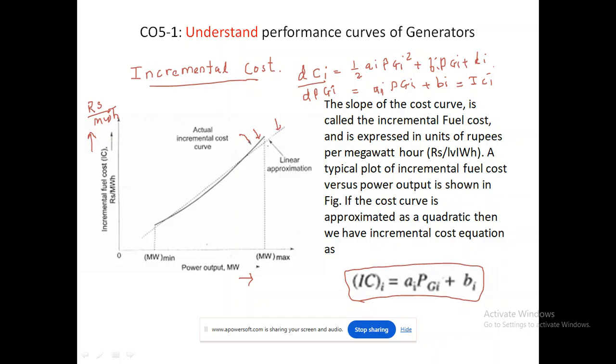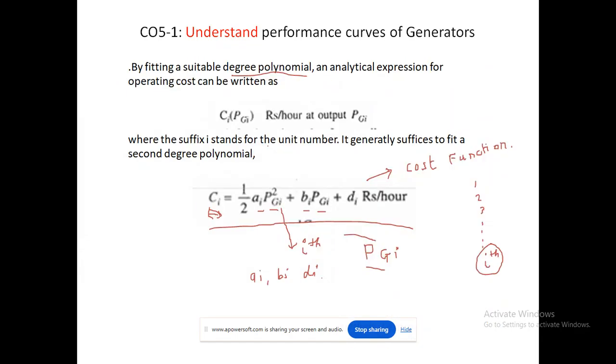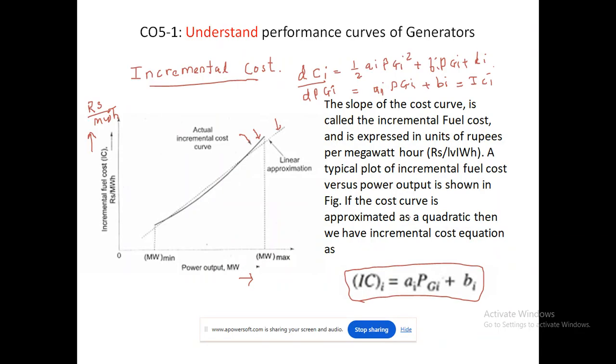So the points to be remembered are the fuel cost curve and the cost function. This function we have to remember, and also what the incremental cost curve is and what its equation is. If you differentiate the cost curve, then you will get the incremental cost curve. Okay, so in this video up to this only. Thank you very much.